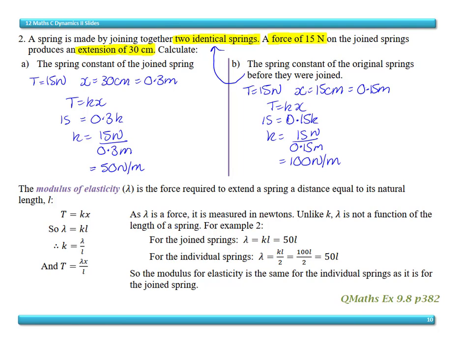So for example, in the second example we just did, for the joined spring our modulus of elasticity would be KL, which is 50L. For the individual springs, our modulus of elasticity would be KL over 2, which is 100L over 2, which is 50L. So the modulus of elasticity is the same for the individual springs as it is for the joined spring. So what you need to do now is complete exercise 9.8, page 382 of QMaths.